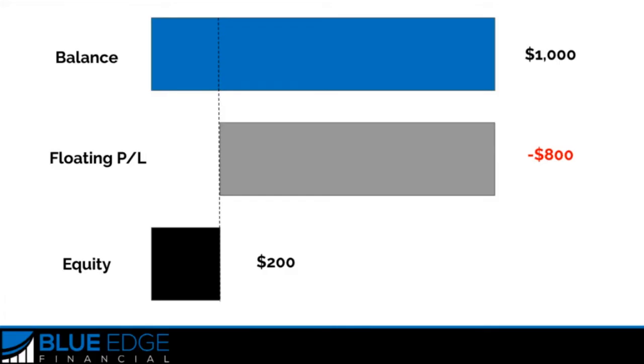So the difference between balance and equity is simple. The balance reflects your profit or loss from closed positions. The equity reflects the real-time calculation of your profit or loss. The equity takes into account both open and closed positions. Let's move on and learn about the concept of free margin now.